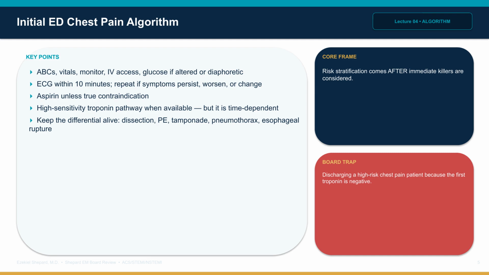Risk stratification comes after immediate killers are considered. Acute coronary syndrome is central, but do not forget dissection, pulmonary embolism, tamponade, pneumothorax, and esophageal rupture. The board trap is discharging a high-risk chest pain patient because the first troponin is negative.